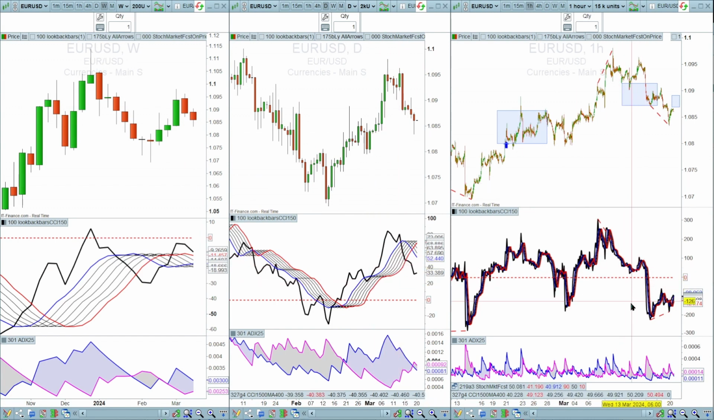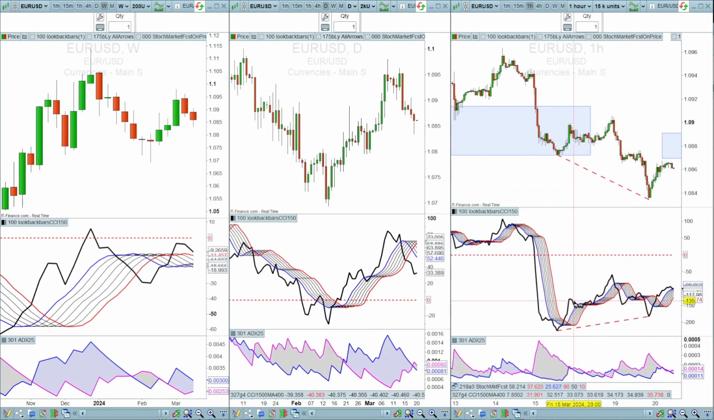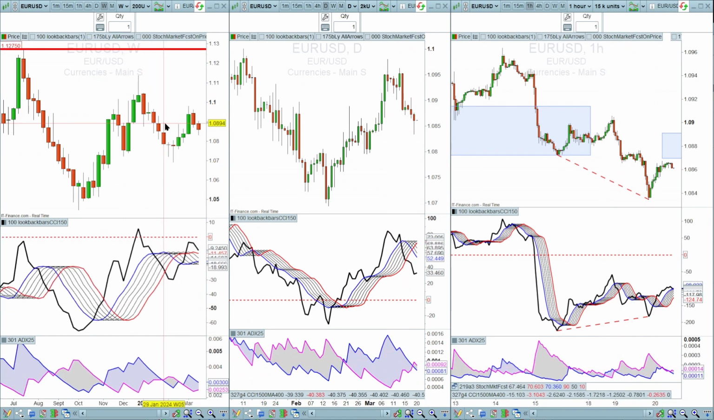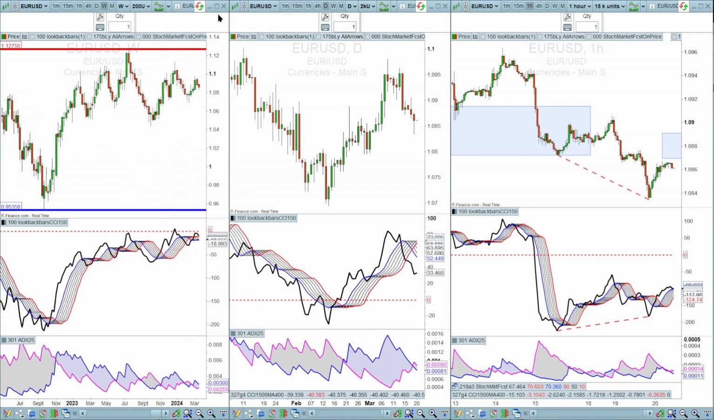On the hourly, we've also got a bullish divergence here versus lower lows on the price. And we're projecting it to bounce and hit at the very minimum in this target range there. Also down the bottom here, I've got the ADX 25, and it's showing bullish on the weekly. It's bearish on the daily and also bearish on the hourly.